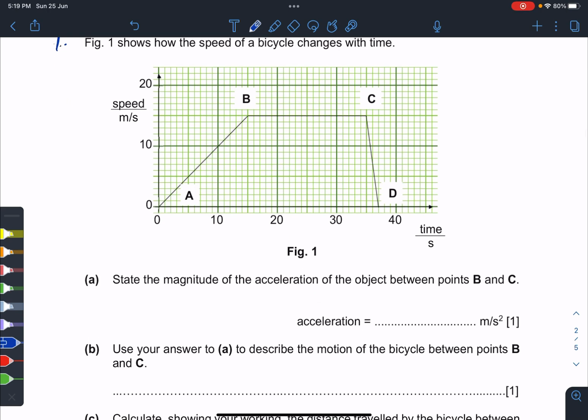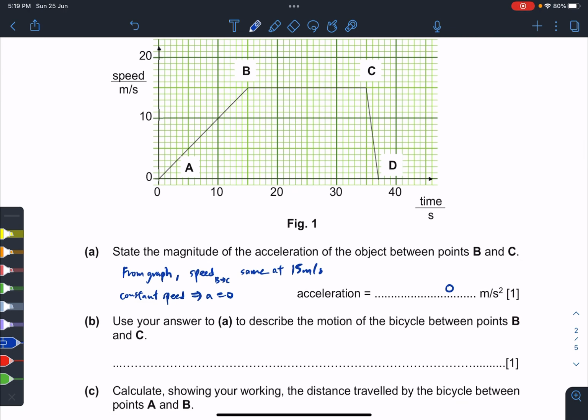Okay, next. Read the question. They want you to find the acceleration between B and C. From the graph, the speed between B and C is the same, isn't it? It is the same at 50 meters per second. Constant speed means a equals 0. So the answer is 0.